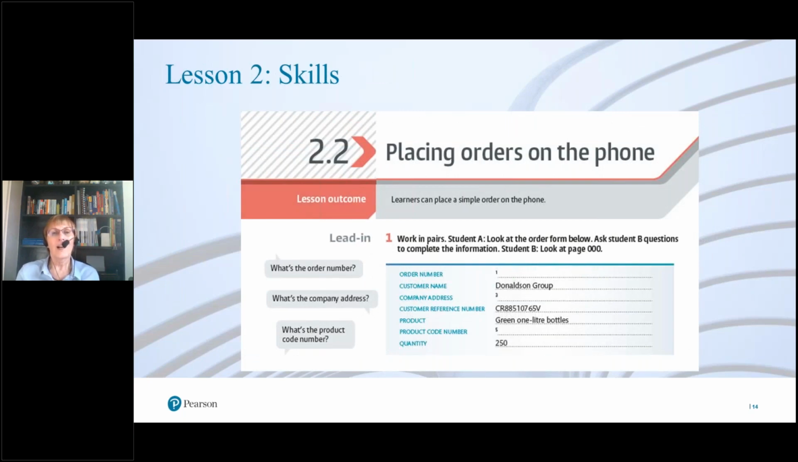So to move on, the second lesson, as I say, is an example of how this language is recycled. What they're going to be looking at now is placing orders on the telephone, and they're going to be practicing making simple orders on the telephone. So the first task, the lead-in, is a very simple A-B task, where they're asking and answering questions about the order to complete the form.